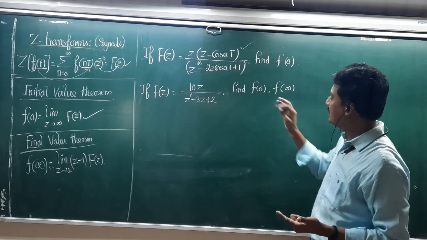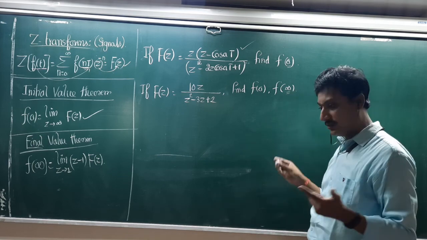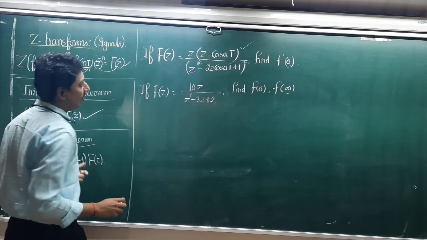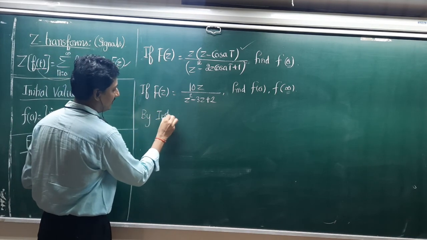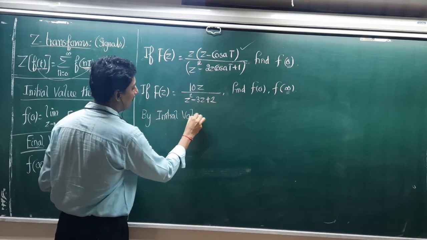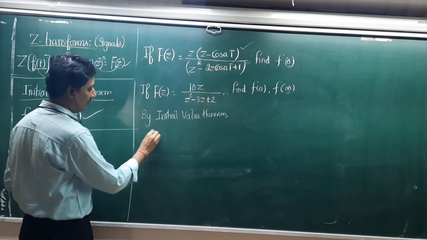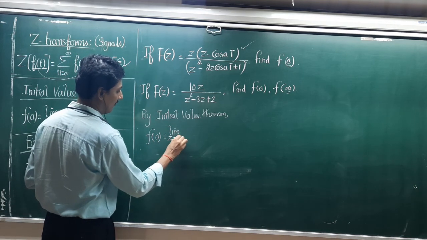What is f(t)? But what is the initial value, f(0)? Similarly, what is the final value, f(infinity)? So there are two problems for your easy understanding. The first one, f(0). By the initial value theorem, we don't know f(t), but even so we can easily find this value. What does f(0) stand for? It is the limit z tends to infinity of F(z).